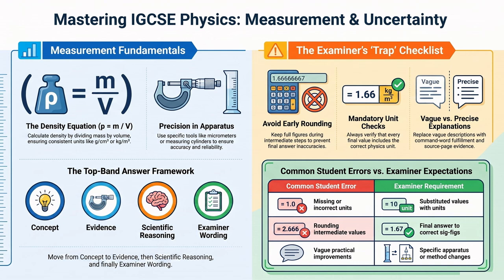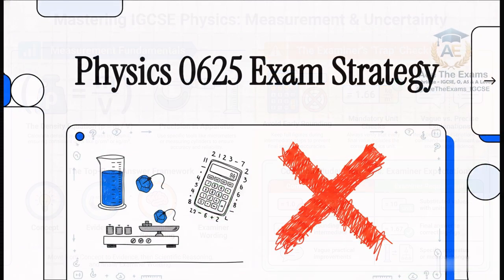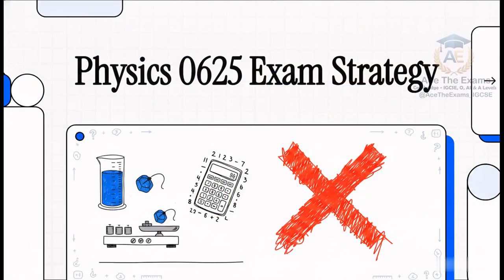Picture this. You're sitting in your Cambridge IGCSE Physics exam, right? You've just finished a massive 6-mark practical investigation question on calculating density. You used the exact right formula, you crunched the numbers perfectly on your calculator, and you confidently write down your final answer. You move on feeling absolutely fantastic.